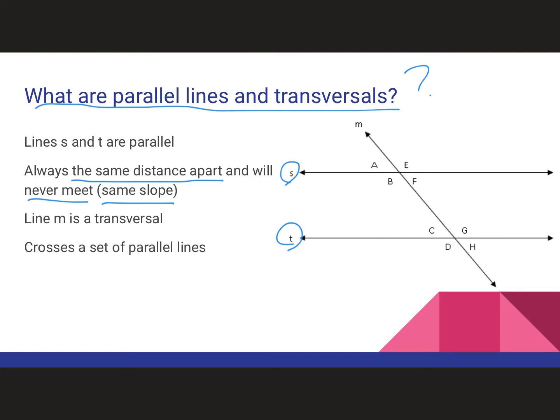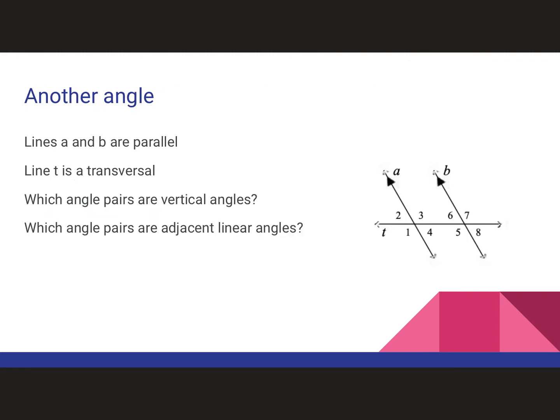Okay. Next thing we're going to talk about is line M is the transversal. A transversal is just something that crosses a set of parallel lines. It's another line that just crosses a set of parallel lines. Not too hard. So, let's look at another angle. In this case, lines A and B are parallel, and line T is the transversal.